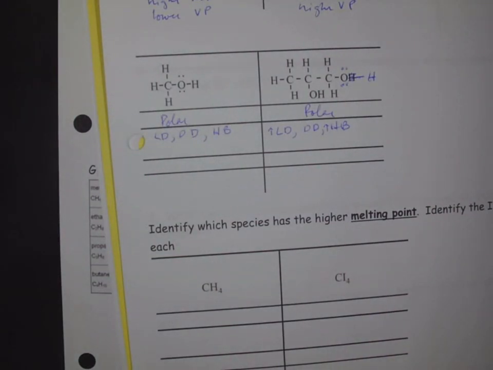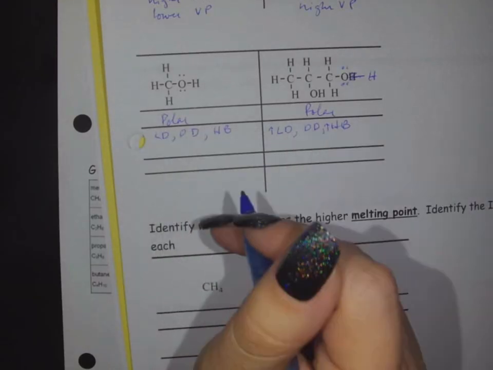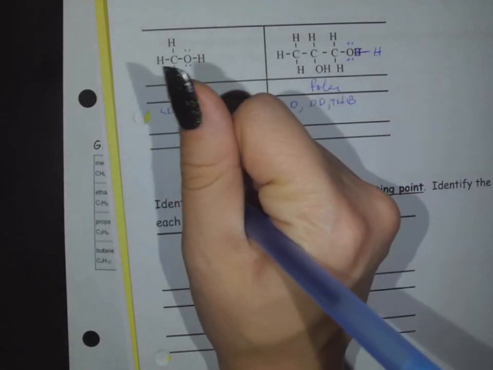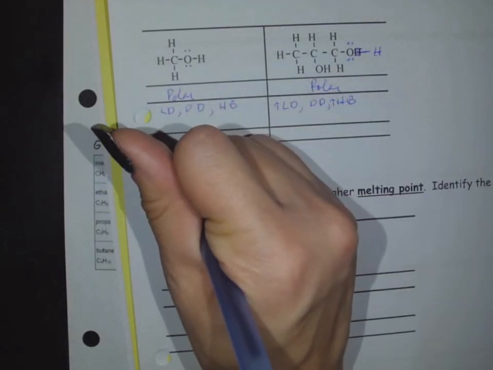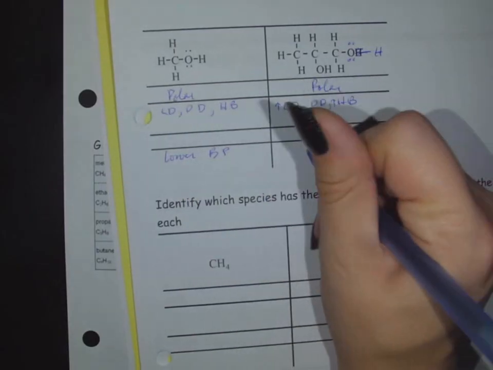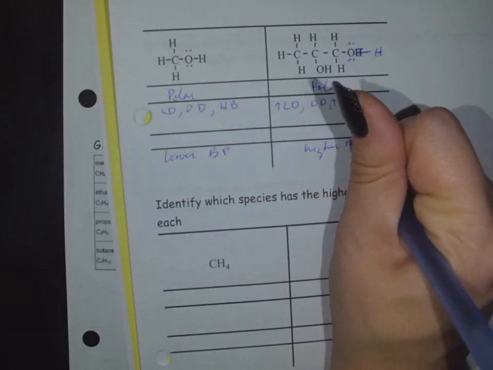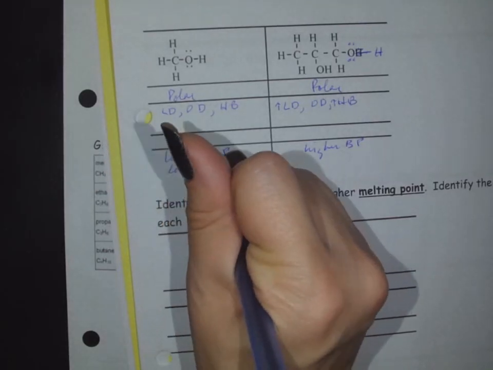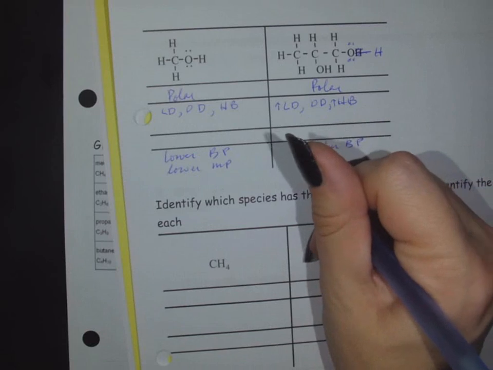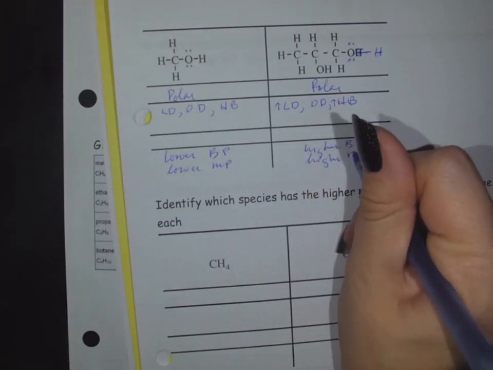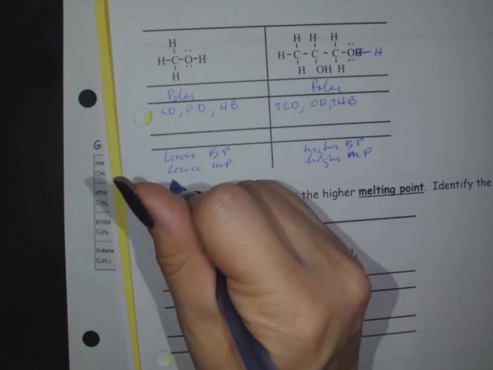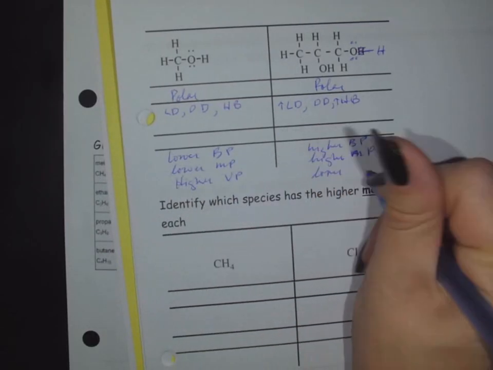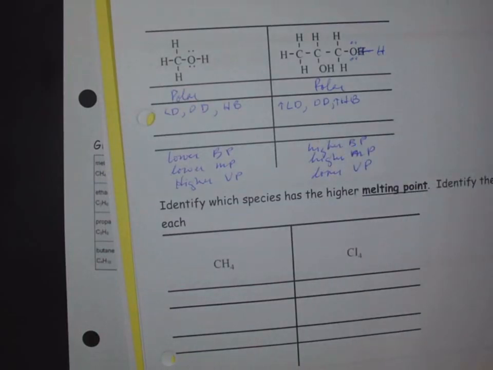So, what would we see then? We would see, oh, sorry, I didn't mean to have another line on this one. So what would we see? We would see a lower boiling point and a higher boiling point. We would see a lower melting point, and we would see a higher melting point. We would see a higher vapor pressure and a lower vapor pressure.